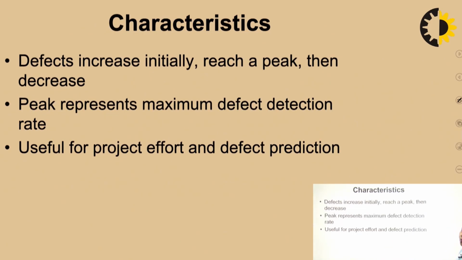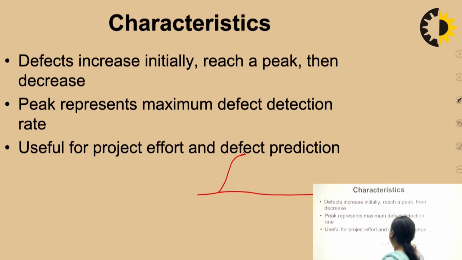Defects. The characteristics of the Rayleigh model are that defects increase initially, reach a peak, then decrease. That is, defects increase initially and reach a peak point. This is the peak point.